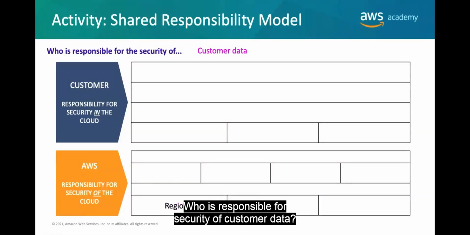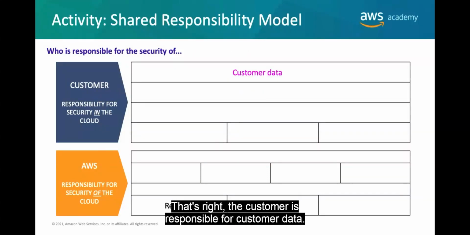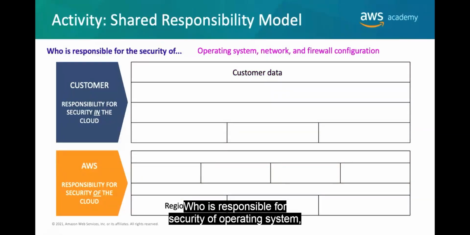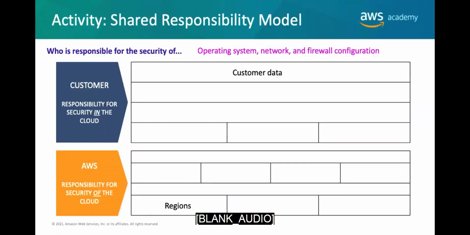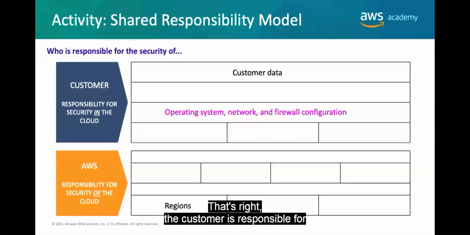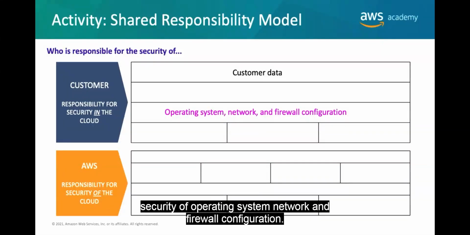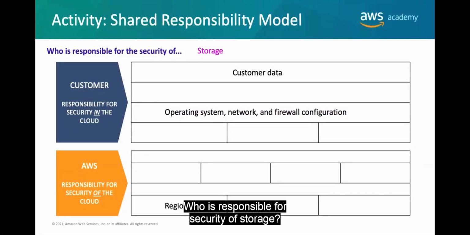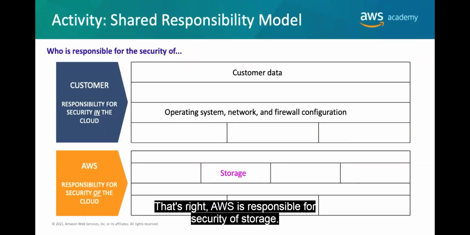Who is responsible for security of customer data? That's right, the customer is responsible for customer data. Who is responsible for security of operating system, network, and firewall configuration? That's right, the customer is responsible for security of operating system, network, and firewall configuration. Who is responsible for security of storage? That's right, AWS is responsible for security of storage.